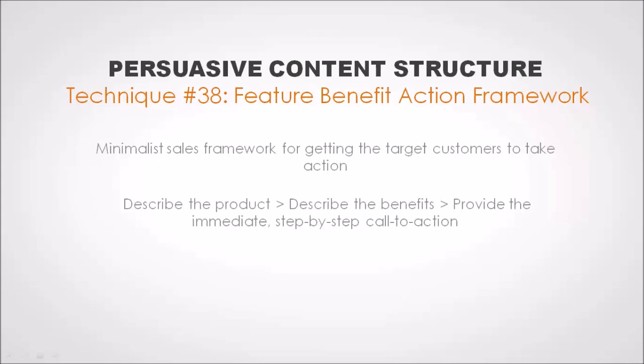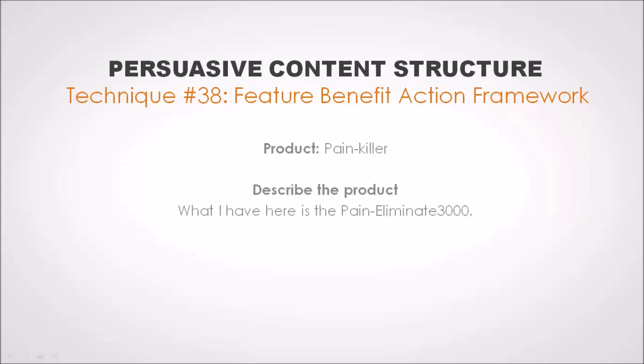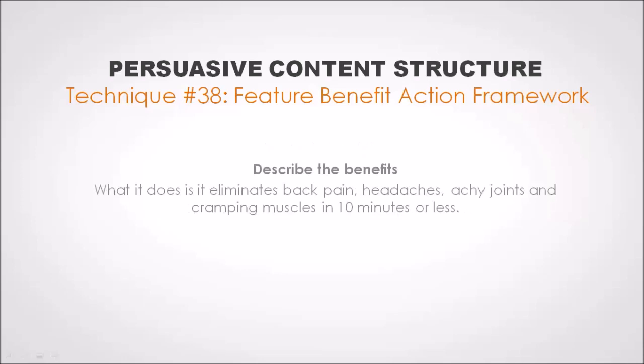Technique 38, feature benefit action framework. This is a minimalist sales framework for getting the target customers to take action. It works like this. First, describe the product, then you want to describe the benefits for using the product, and then you want to provide the immediate step-by-step call to action for them to go ahead and take on the offer. Let's pretend for a moment that we are selling painkillers. So first step is to describe the product. What I have here is the Pain Eliminate 3000, and then we describe the benefits. What it does is it eliminates back pain, headaches, achy joints, and cramping muscles in 10 minutes or less.